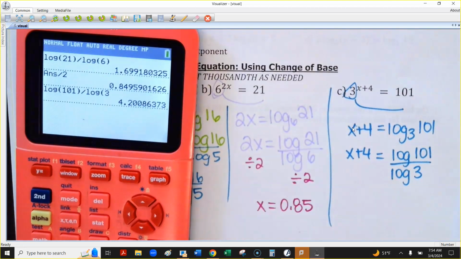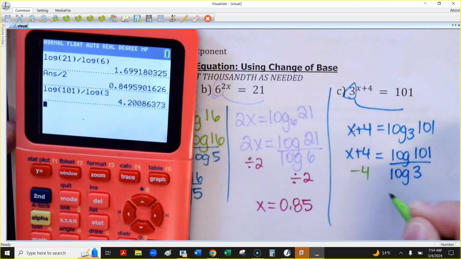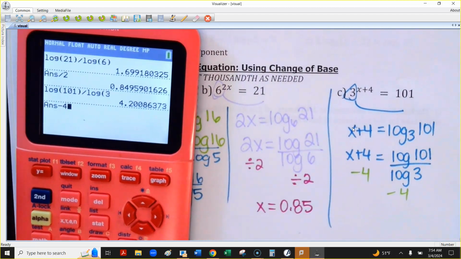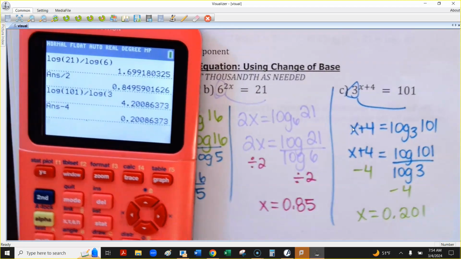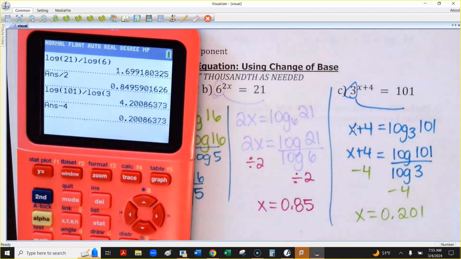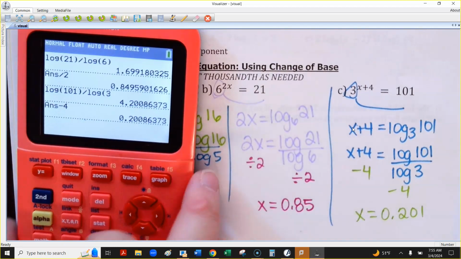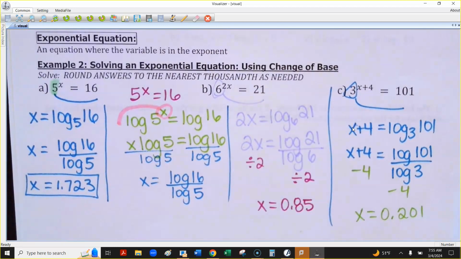And then on that question, what would I have to do to get my answer? Subtract the 4, right? So I literally just keep it right on the calculator screen, just minus 4 and 0.201. And you can check any of these in the original problem. You're just going to use your exponent key, and you can plug in your answer, or you can plug in what you rounded. It'll just be a little bit off.